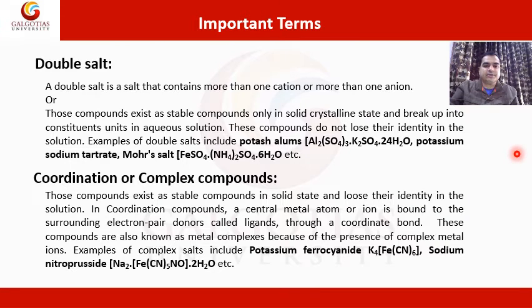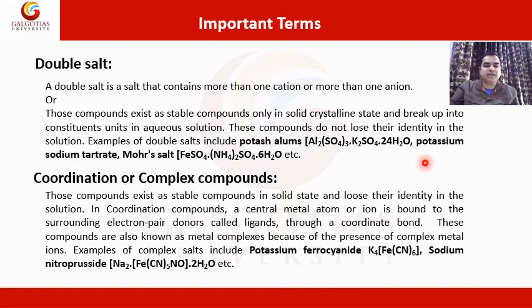Now, what are the basic, important terms utilized in coordination chemistry? In the next few slides, we will discuss some of the important terms used in coordination chemistry. The first term is double salt. How can we define a double salt? Basically, a double salt is a salt that contains more than one cation or more than one anion in it. That is called a double salt.